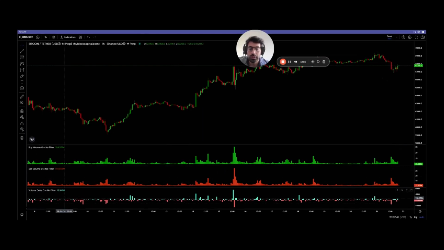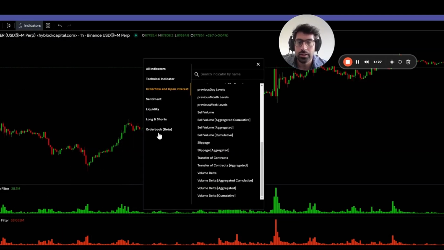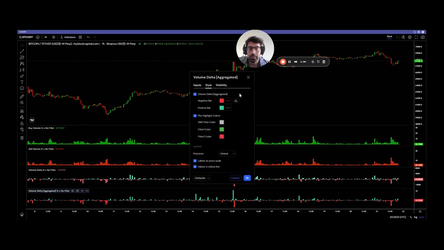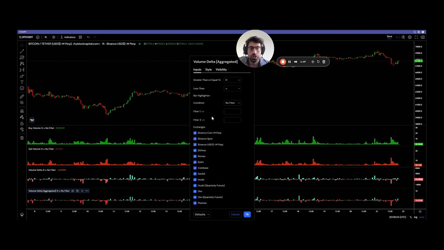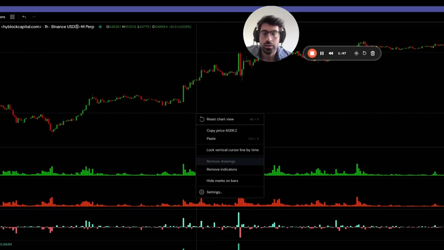If you want to look at volume delta across all the exchanges we support or an aggregated view, you can go back to the indicators and then you can click on volume delta aggregated. And if you go to the subsettings and go to inputs, you can see that all the exchanges are now selected. A common way of looking at volume delta is through what's called CVD or cumulative volume delta. So let's dive into that right now.